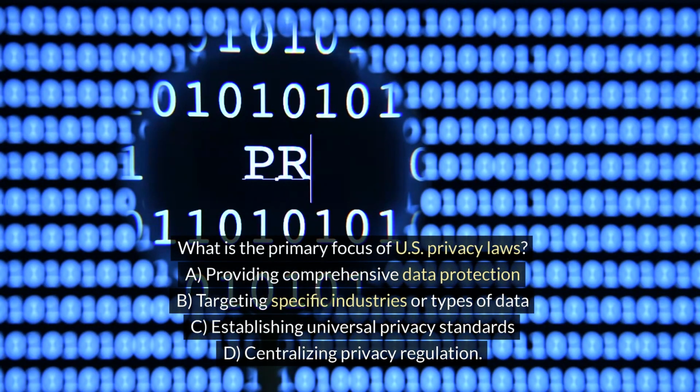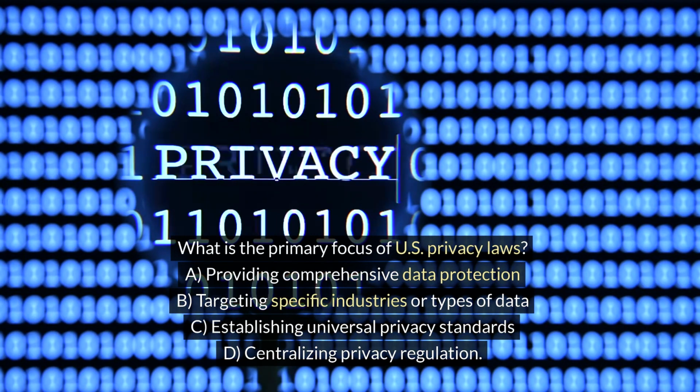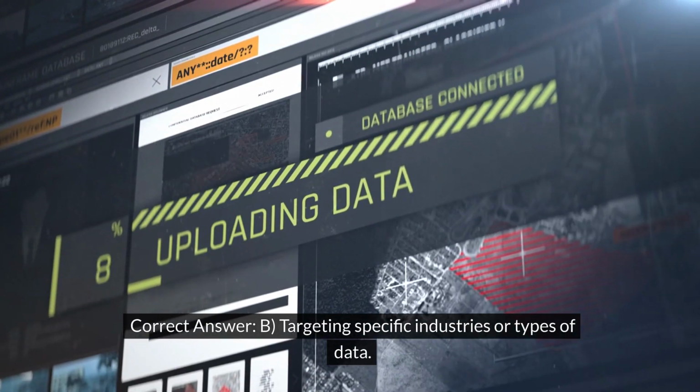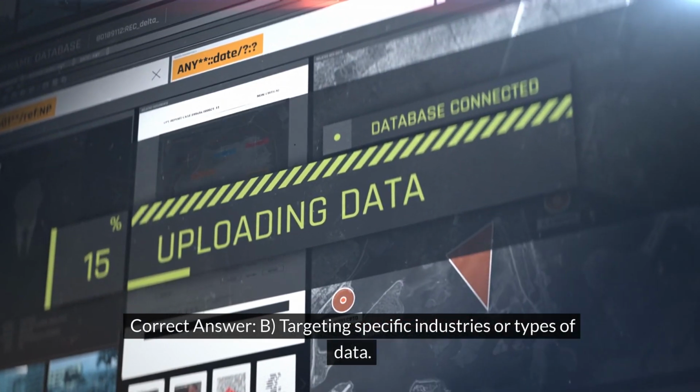What is the primary focus of U.S. privacy laws? A. Providing comprehensive data protection. B. Targeting specific industries or types of data. C. Establishing universal privacy standards. D. Centralizing privacy regulation. Correct answer: B. Targeting specific industries or types of data.